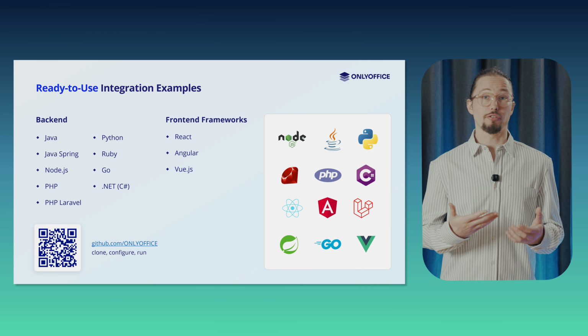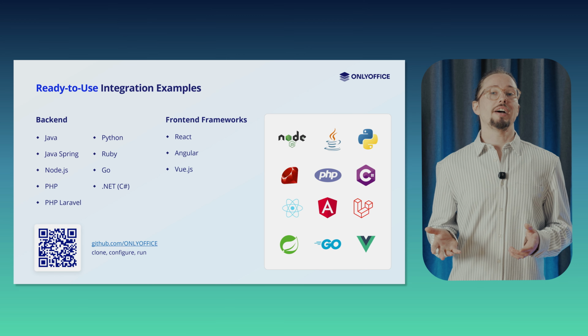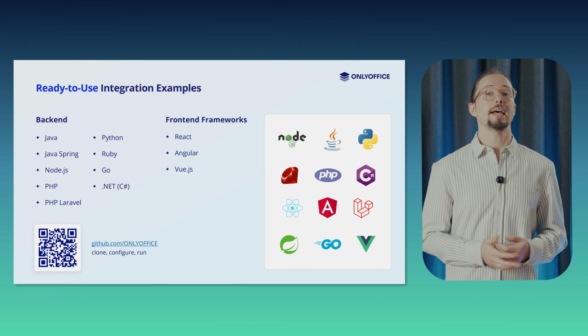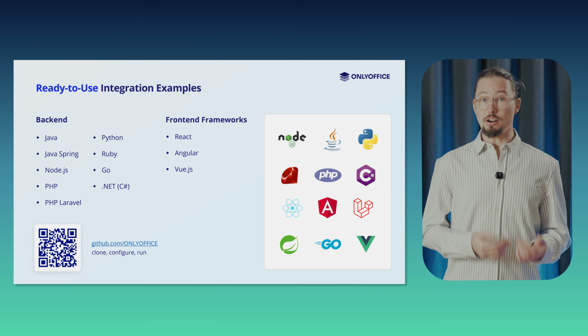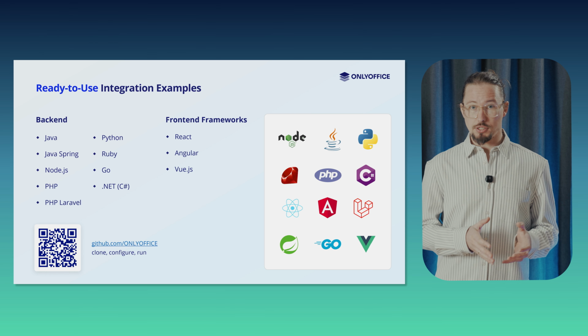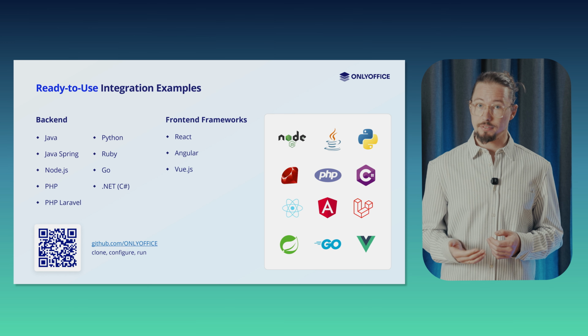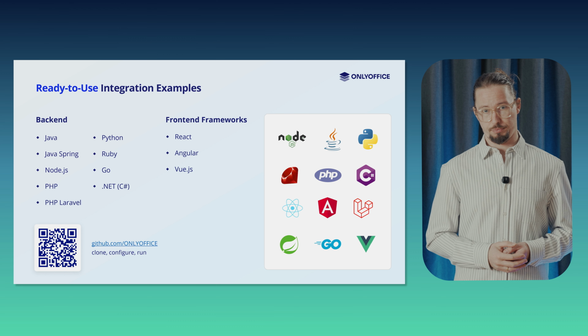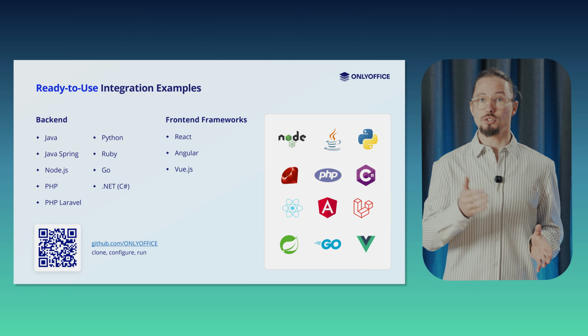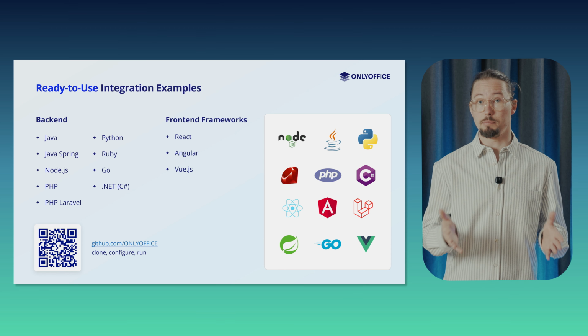And you don't have to start from scratch. OnlyOffice provides ready-to-use integration examples in Java, Java Spring, Node.js, PHP, PHP Laravel, Python, Ruby, Go, and C#. Plus front-end framework components for React, Angular, and Vue. These are full working examples. You can clone the repo, point it at your document server, and have a running integration in minutes.